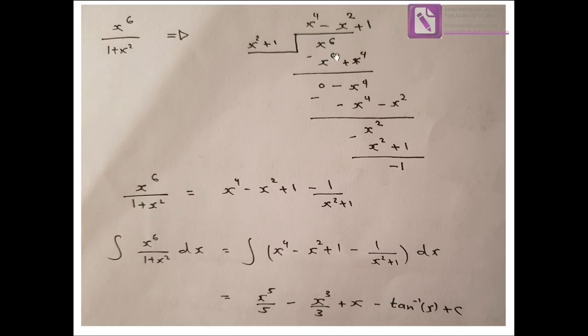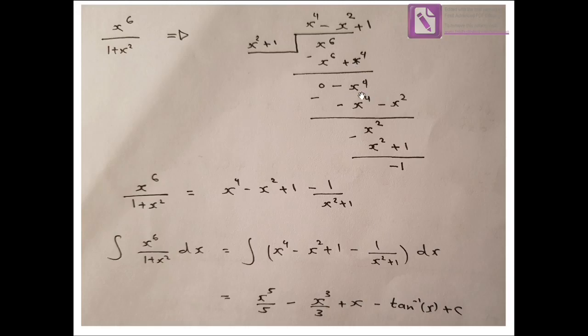So we will divide x^6 over x^2 + 1 by long division. Here x^6 over x^2 will be x^4. x^4 multiplied by x^2 + 1 will be x^6 + x^4. We subtract, so x^6 minus x^6 is 0. Here we have minus x^4.